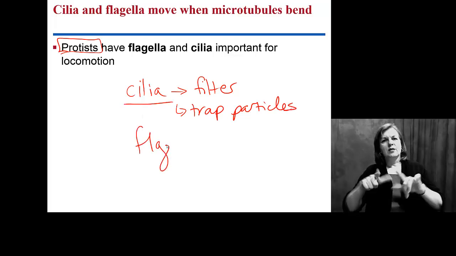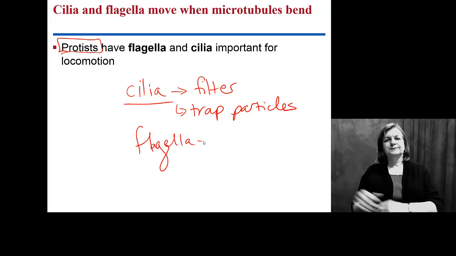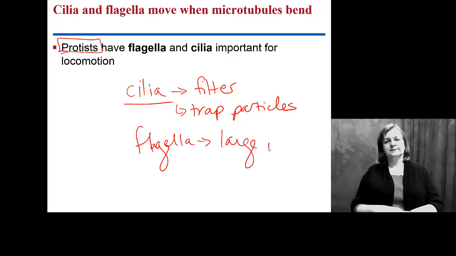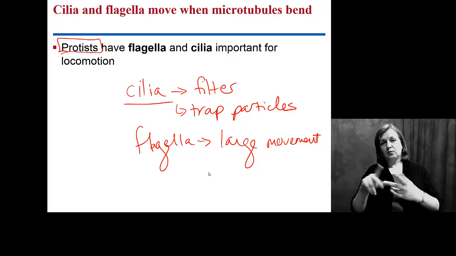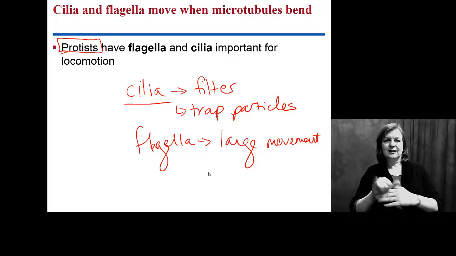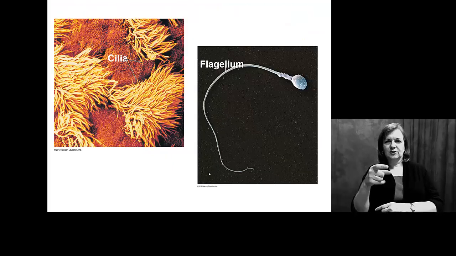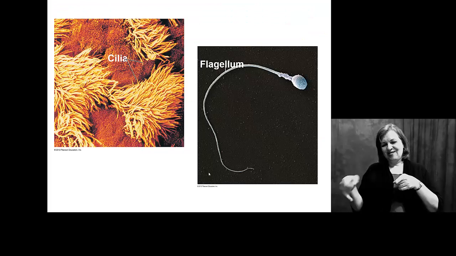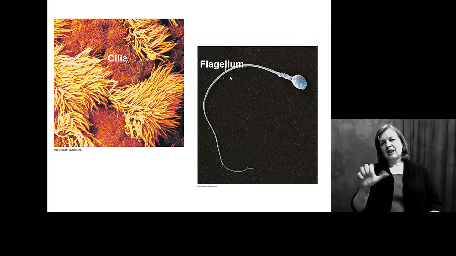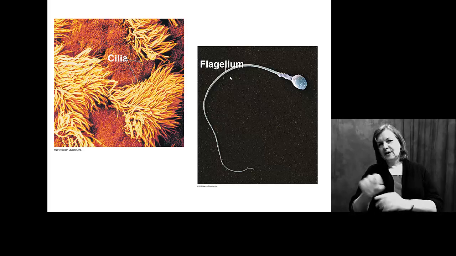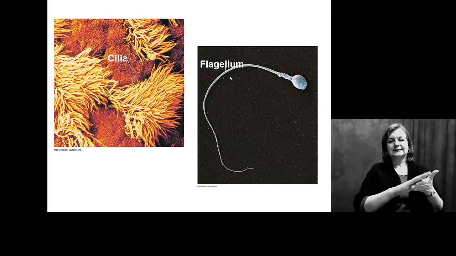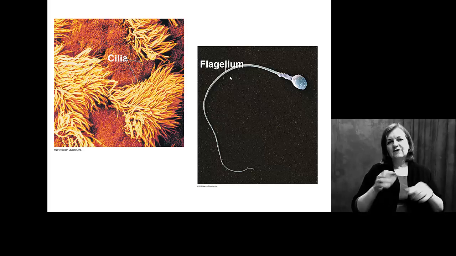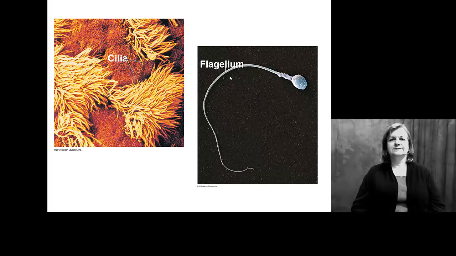Flagella, on the other hand, are always associated with large movement. So would have a lot of motor proteins associated with them to help things move around, like the tail on a sperm. So this flagellum or flagella is going to help that sperm move. Very, very different kind of structure than the cilia you see here, that's actually going to help to keep things out of our lungs. Different functions.